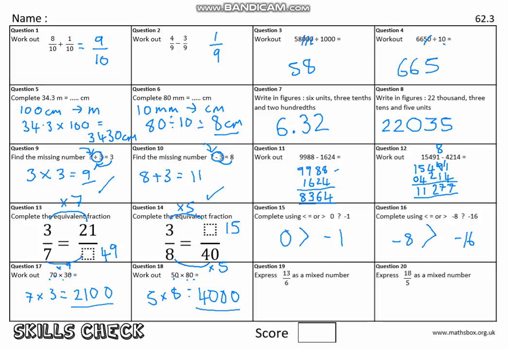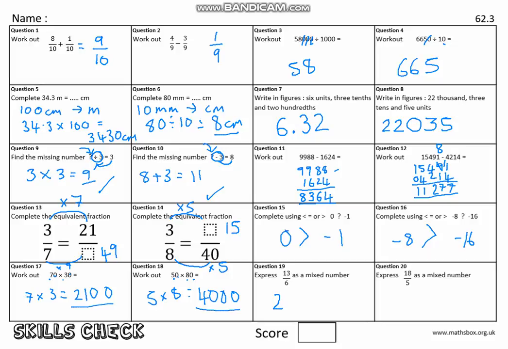Perfect. Next one then, so it says express 13 over 6 as a mixed number. So, like we did last week, we're going to look at the bottom number, the denominator, and we're going to ask ourselves, how many times does that fit into the top number? So how many times does 6 go into 13? Well, if we do our times tables, we go 6, 12, 18. Well, we can't have 18, so we're only going to have 2.